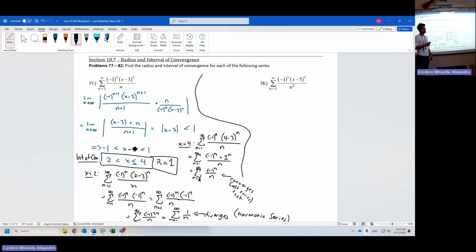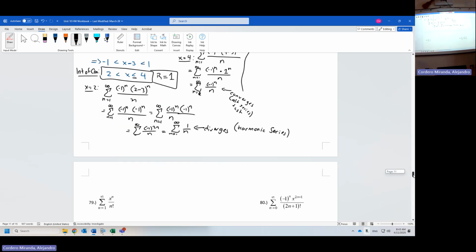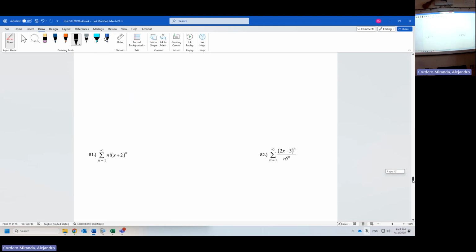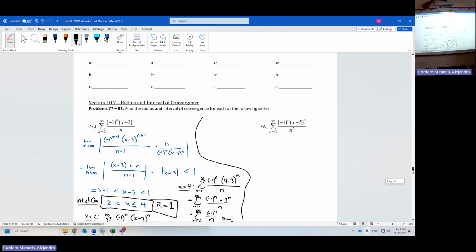And the other ones will be similar, but maybe more fancy. Eventually you get factorials in there, you get 2 to the n plus 1, you get things like 2x minus 3 instead of just x minus 1. But still, it's the same idea for all of them.